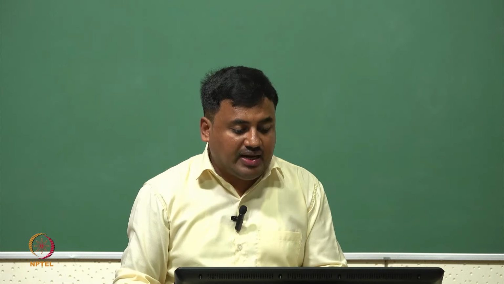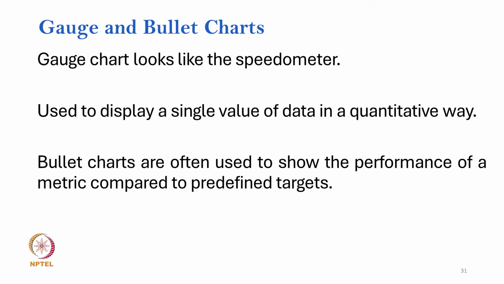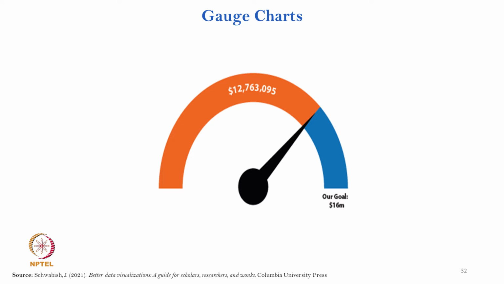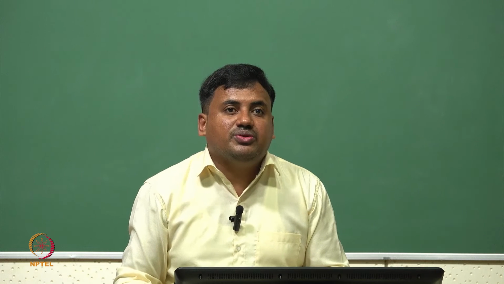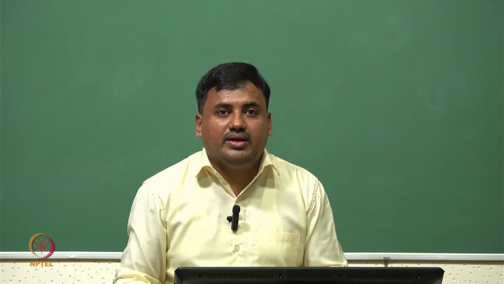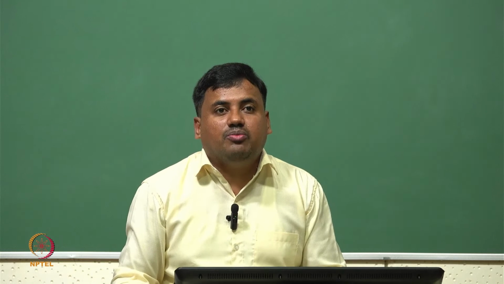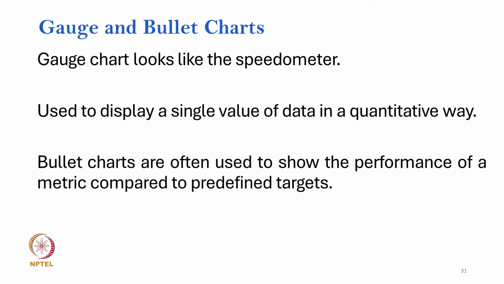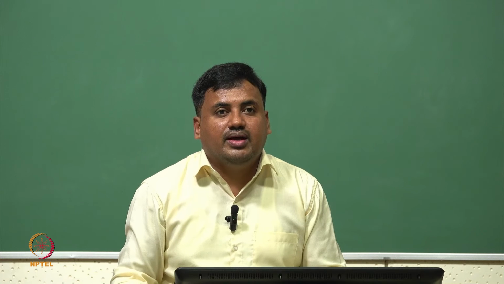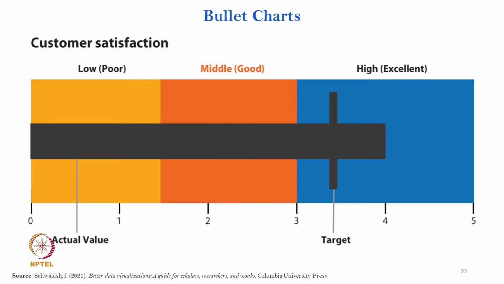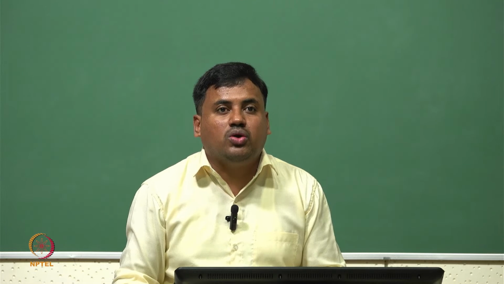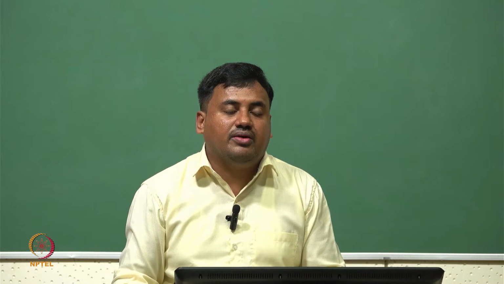And gauge and bullet charts. Gauge charts look like a speedometer, and this kind of chart is familiar and easy to read. It is used to display single values of data in a qualitative way. Bullet charts are often used to show the performance of a metric compared to predefined targets. A bullet chart is a bar marked with extra encoding to show progress towards a goal and performance against a reference line.